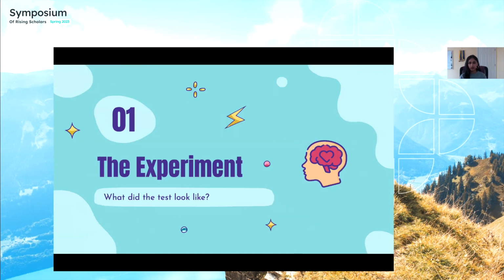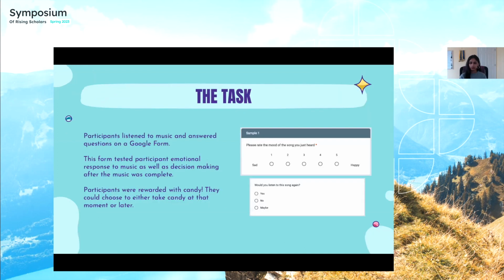So first of all, I want to go through what the presentation looked like. Participants would listen to small clips of music and then answer forms with questions aimed at understanding how they reacted to it emotionally. And they could be rewarded with candy if they wanted. So that was the decision-based task that we used.